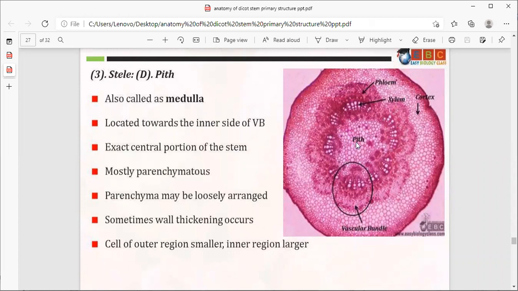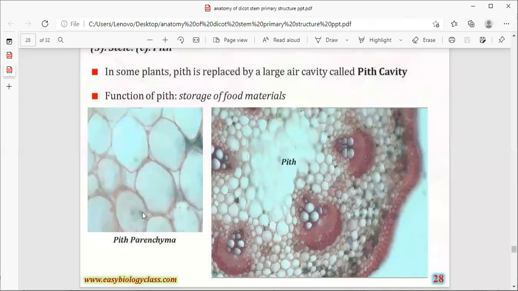So we can find out here, this is the pith parenchyma. So this is the center. So what is the function here? That is the storage of food material, or sometimes some kinds of pith cavity. Tell us about the pith cavity.